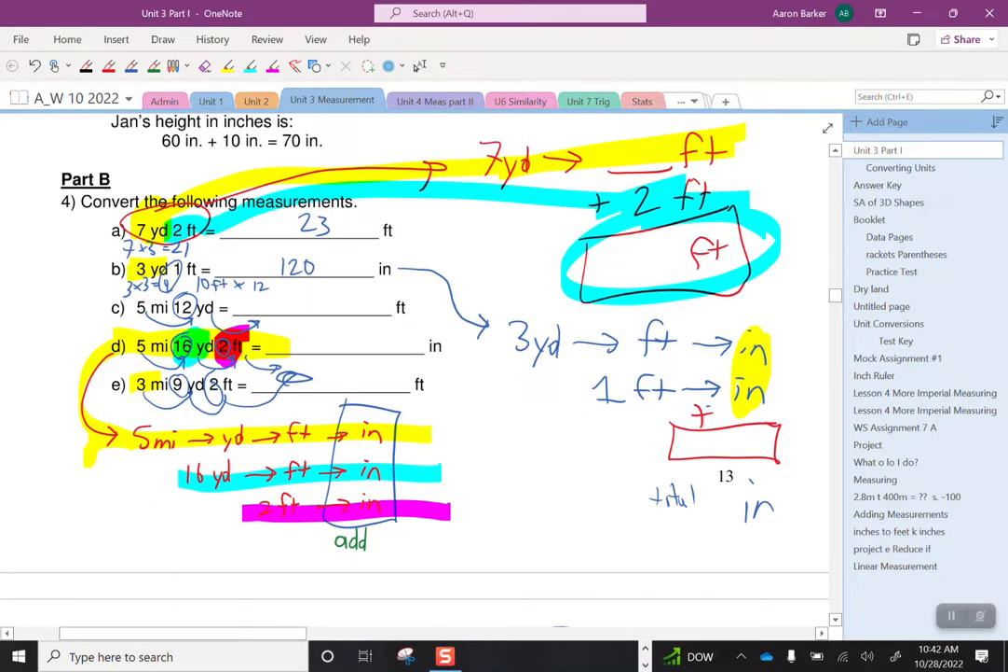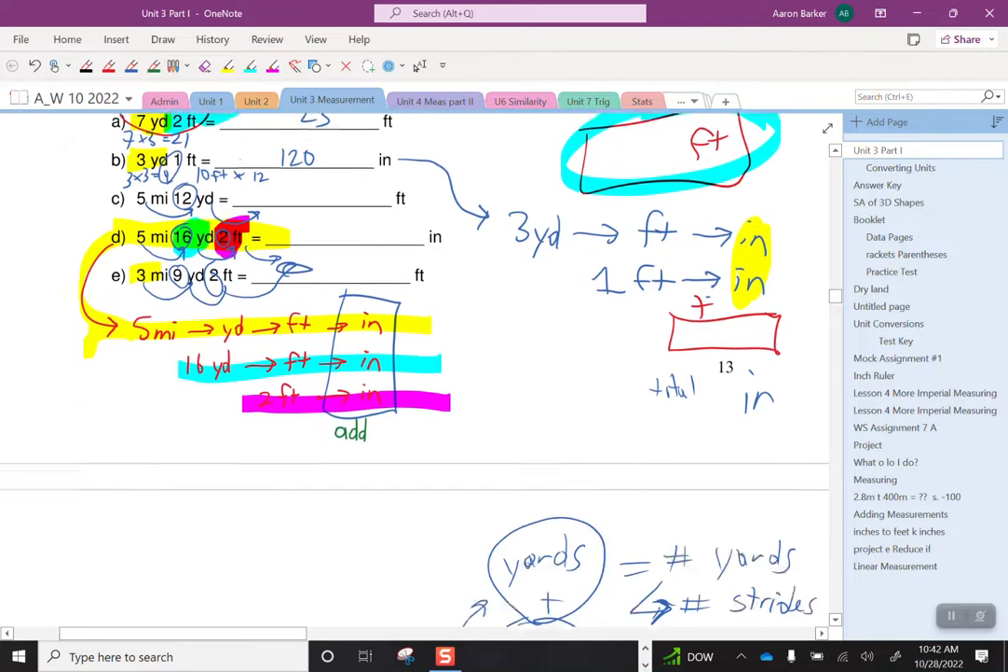Part D, we had 3 parts to convert, correct? First of all, 5 miles, we converted that into inches. Then we converted 16 yards into inches. Then we converted 2 feet into inches. And then we'd add them all up, and you get a very large number. So that's just review of what we did yesterday.